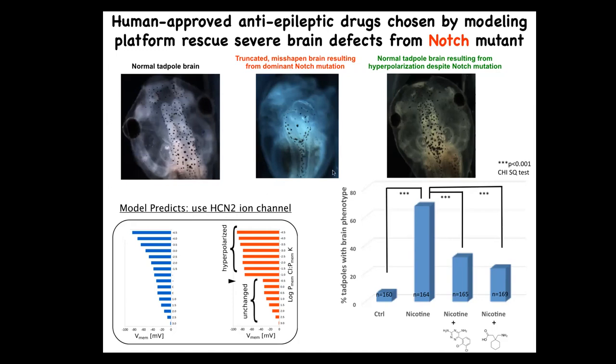What we did was, we showed that despite that dominant mutation of Notch, these animals can be rescued. And these are two drugs that open HCN2. They're basically anti-epileptics already in human use that completely restore the brain. You get your brain structure back, you get gene expression back, and they get their IQs back. They have normal learning rates compared to controls.